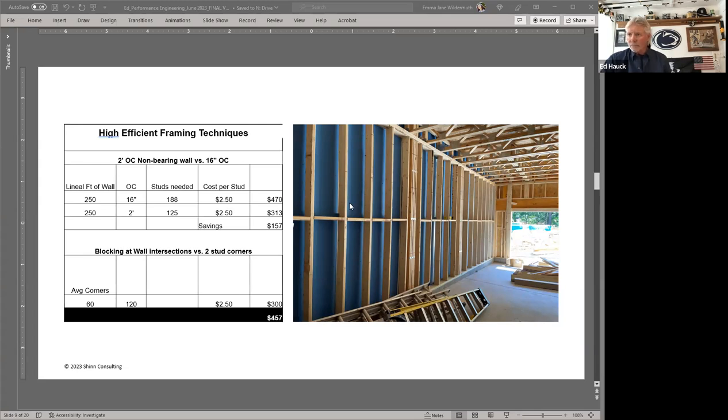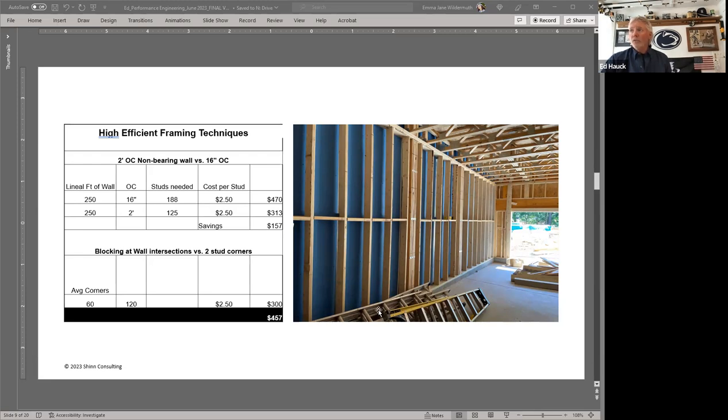The other thing, same builder was using 2 stud corners versus more high efficiency wall intersections. We counted 60 corners in this house. So this particular house doing nothing special was $500 a house. And that's with cost-effective lumber. Right now, that number's up a little bit since when I did this slide.